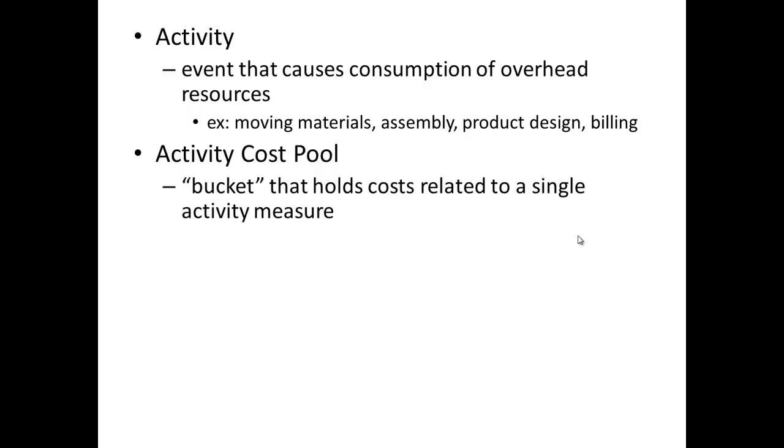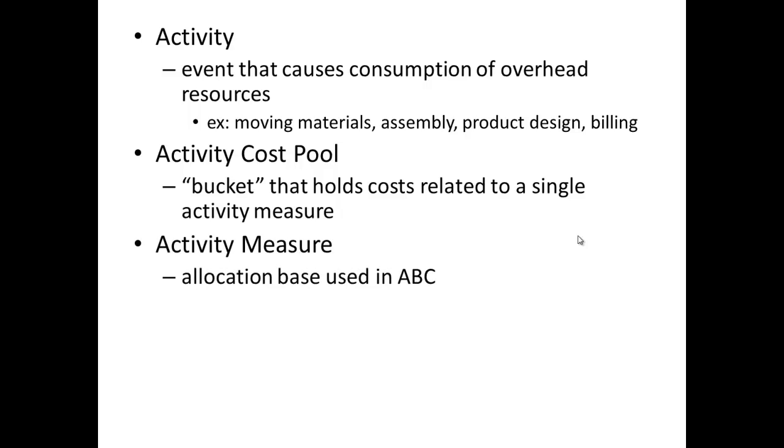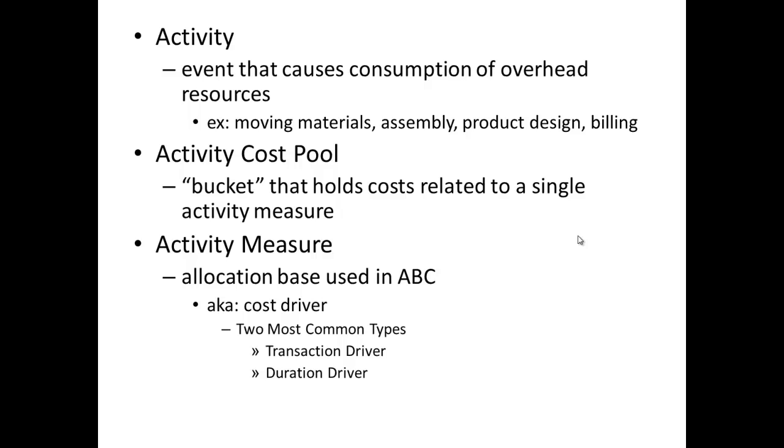We're going to put these costs related to these activities into these activity cost pools. These are like a bucket that are going to hold the cost related to a single activity measure. So all the costs related to moving materials will be in this cost pool. The activity measure is going to be the allocation base that we're going to use for a specific activity. So there's two different types of activity measures. There's a transaction driver and a duration driver.